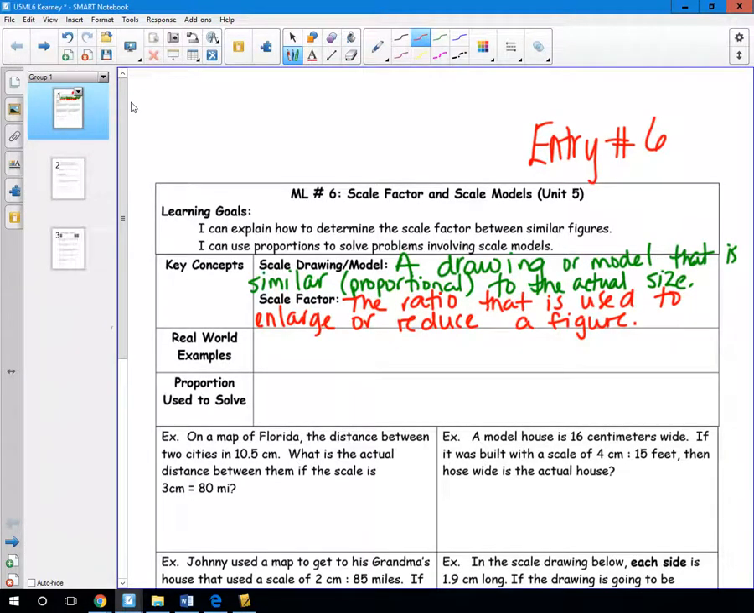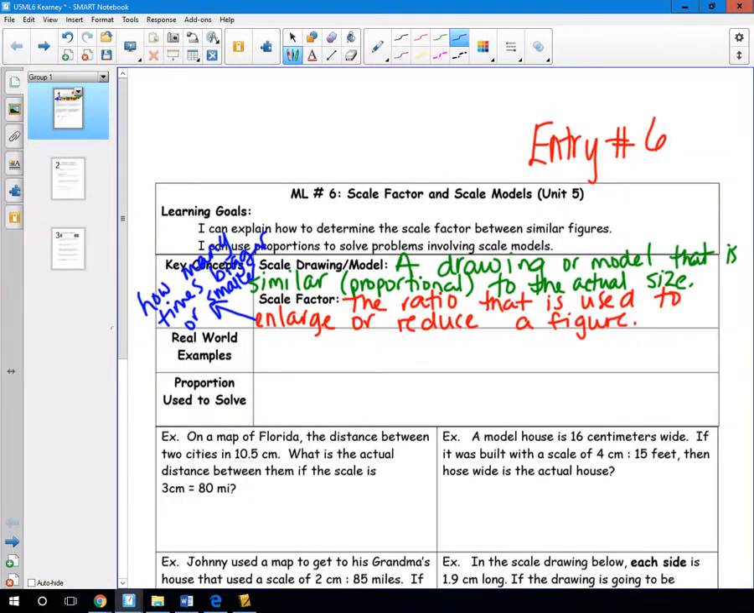So basically, scale factor is the number, and when you ask yourself how many times bigger or how many times smaller something is, how many times bigger or smaller? Basically, you can just look at the scale factor to try to figure out, are we making it bigger or smaller? So let's talk about where in the world you see these scale drawings and models.